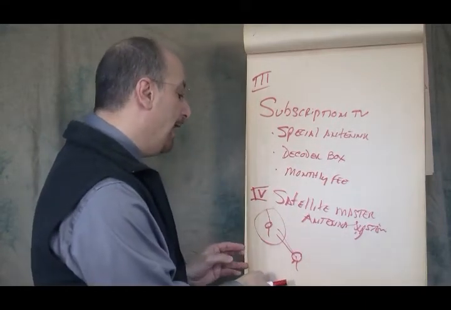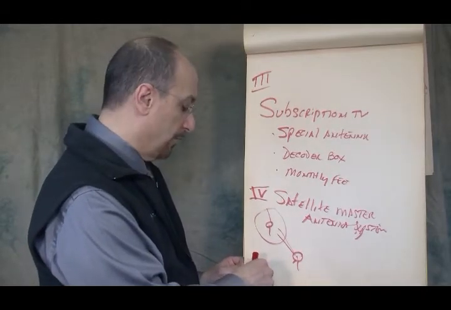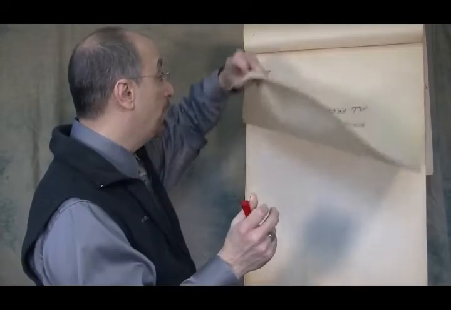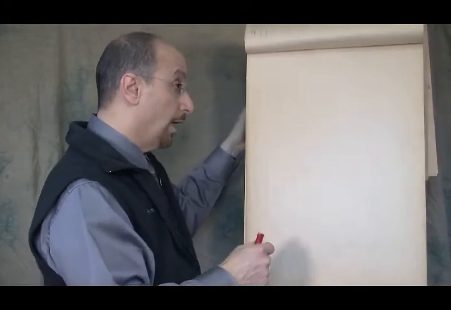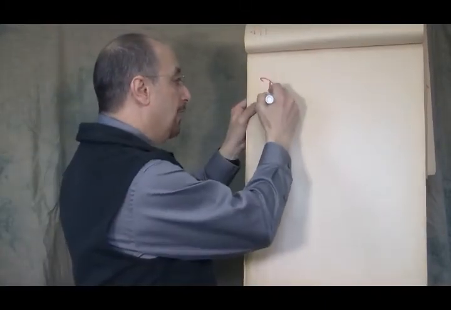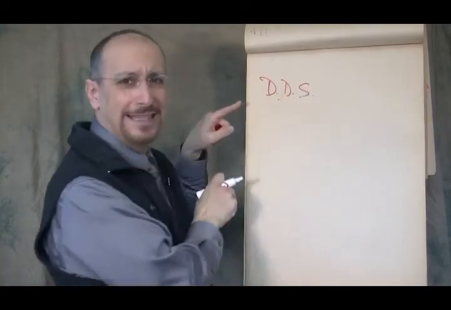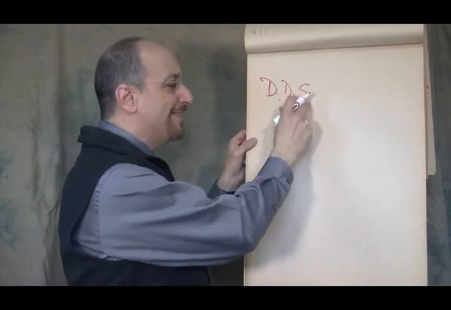Next, part 5. It starts to move. This is an 8-part lecture. So part 5 is talking about direct dish satellite, or DDS. Direct dish, it looks like a dentist, DDS. Or no, direct dish satellite.